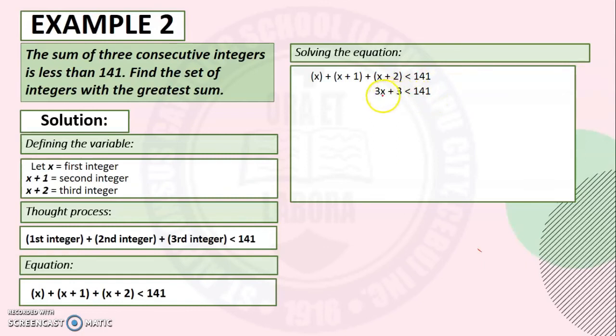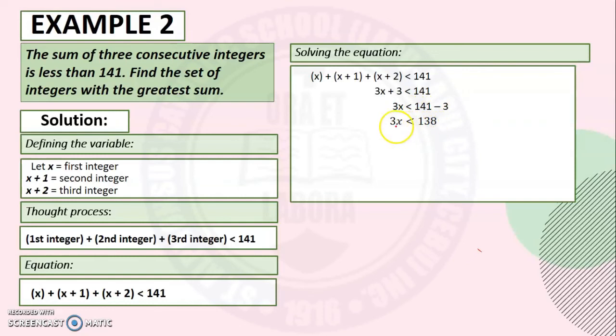Now let's isolate the variable x. To isolate x, we need to transpose 3 to the right side, or we will apply the addition property of equality. So this will become 3x is less than 141, from positive 3 it is now negative 3. Let's simplify the right side of the inequality. So this will become 3x is less than 138 because 141 minus 3 is 138.